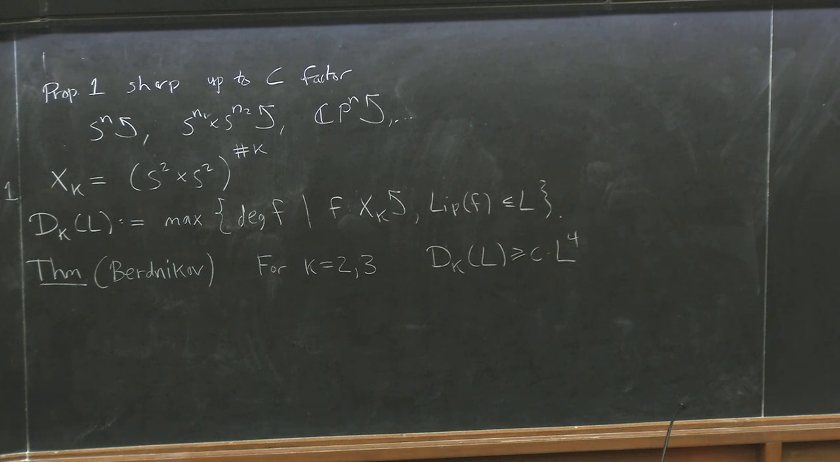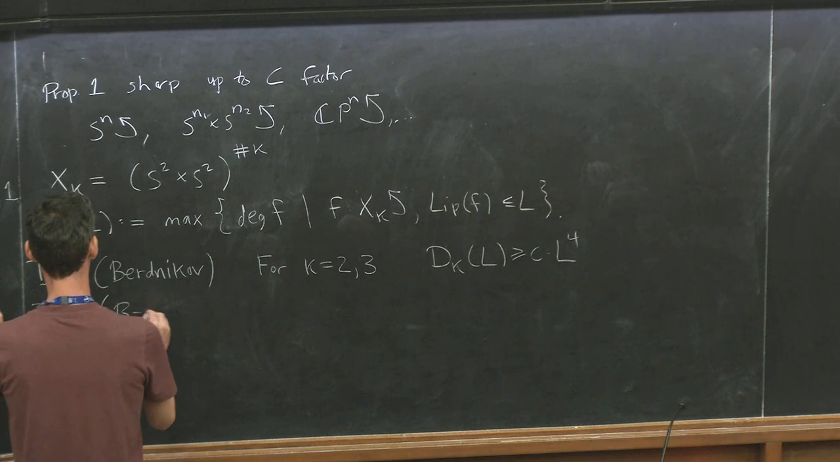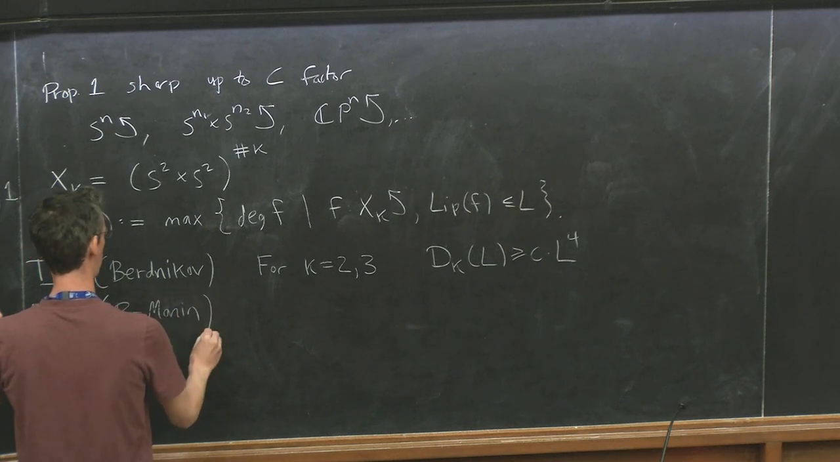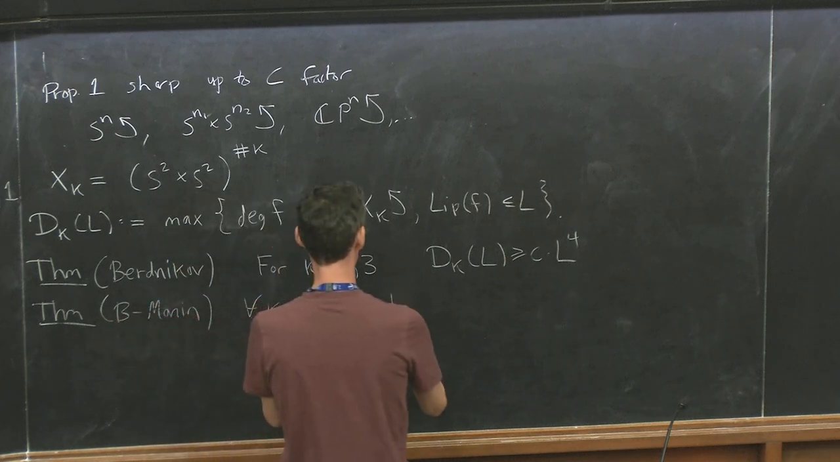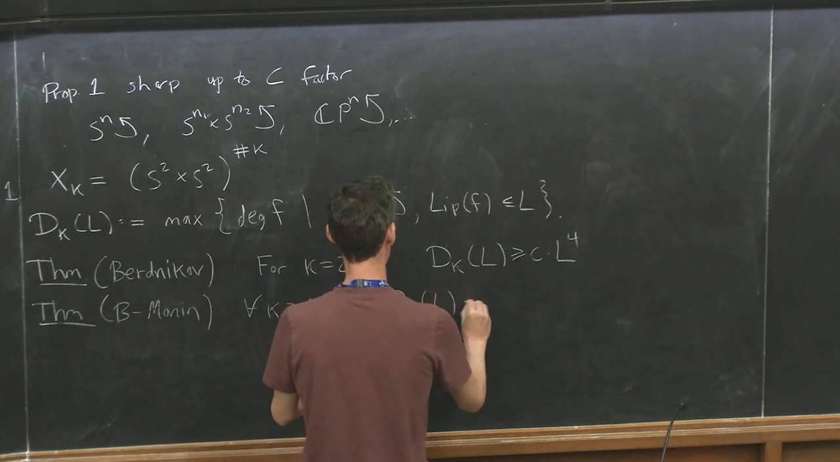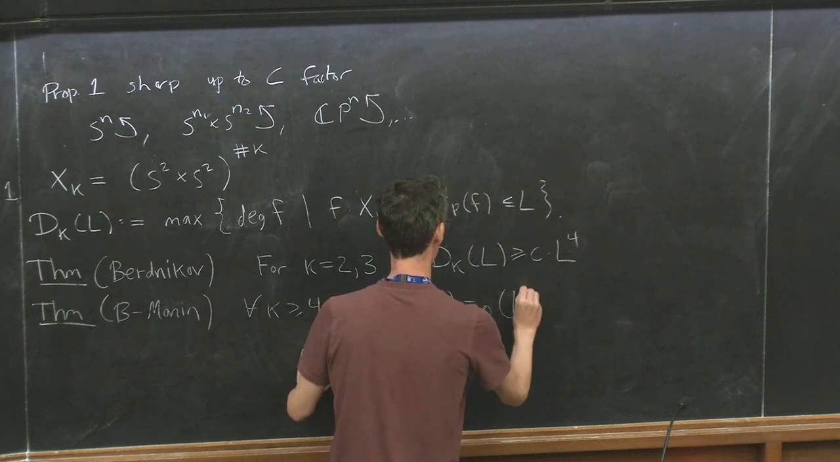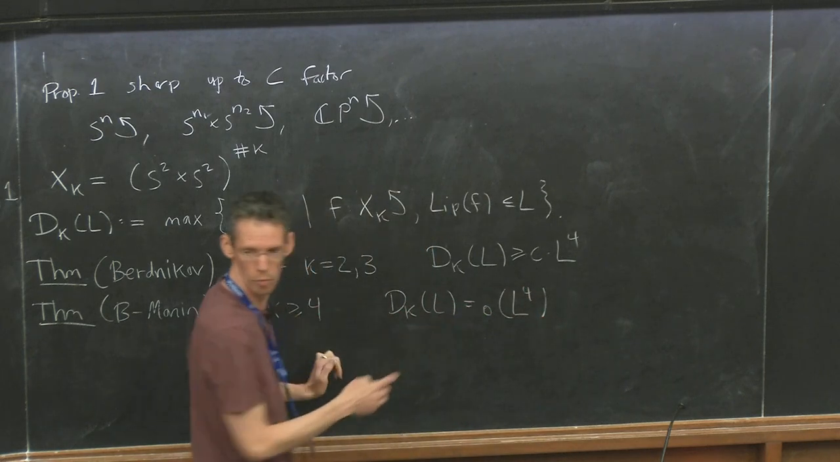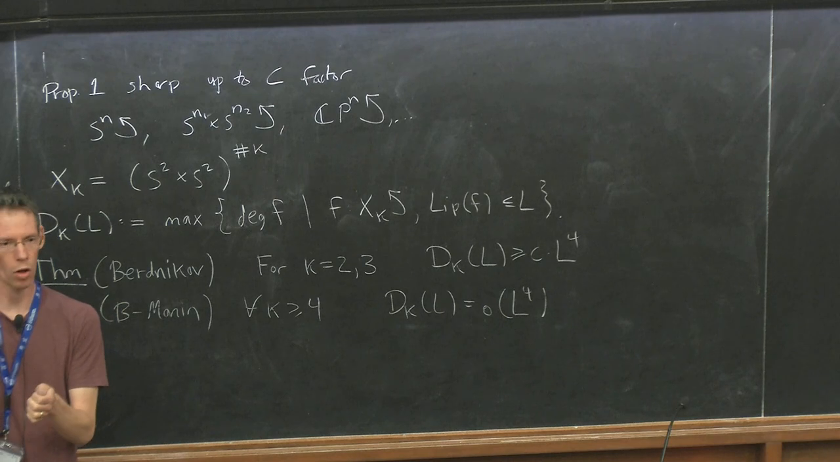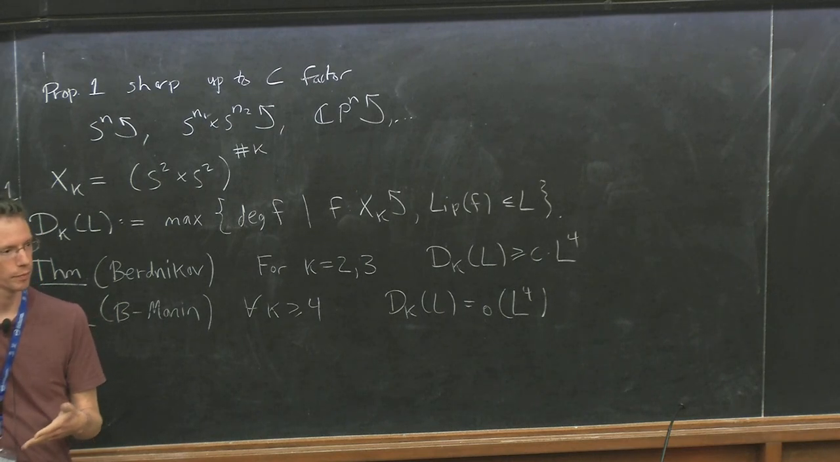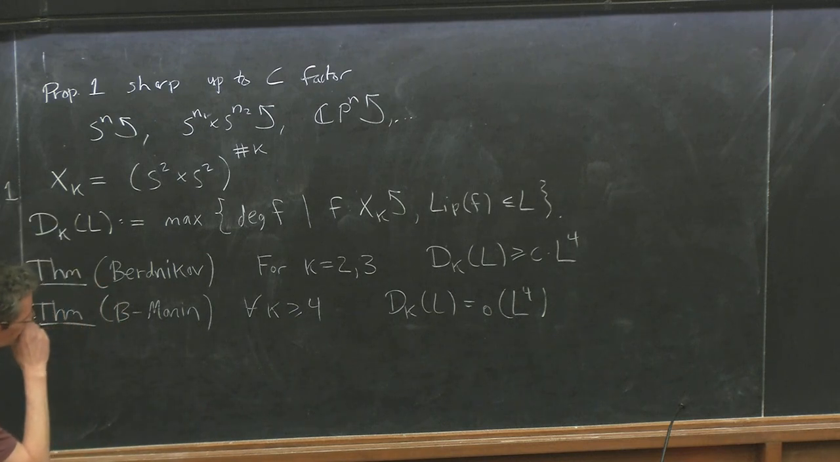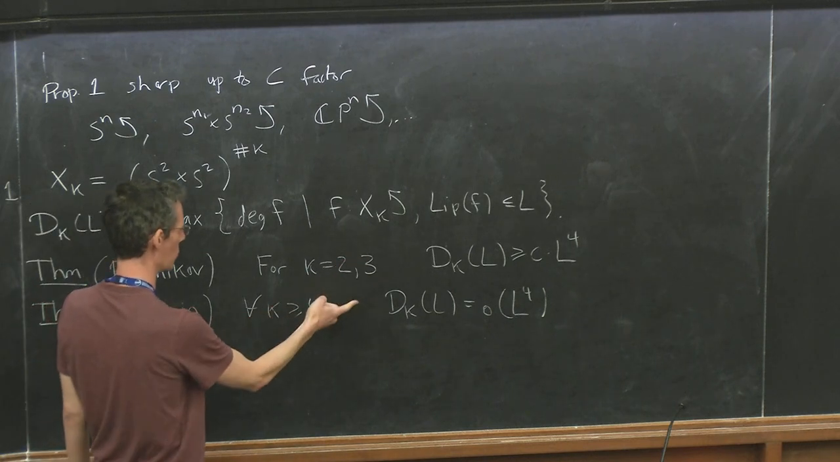And he was right. And he worked together with Fedya Manin, and they proved it. So a theorem, Berdnikov and Manin. For any k which is at least 4, d sub k of L is little o of L to the 4th. Remember that little o means that it's less than any small constant times L to the fourth asymptotically as L goes to infinity. Cool. So there's a phase transition between 3 and 4.